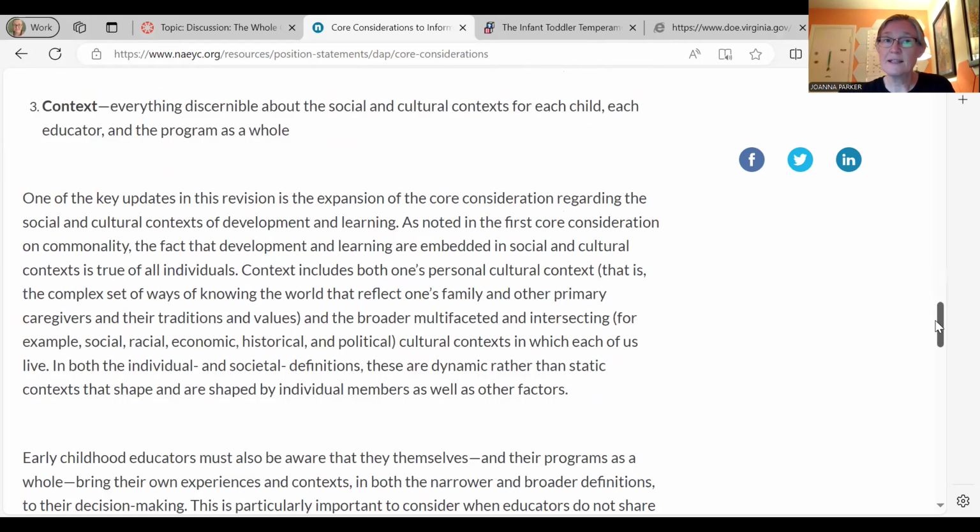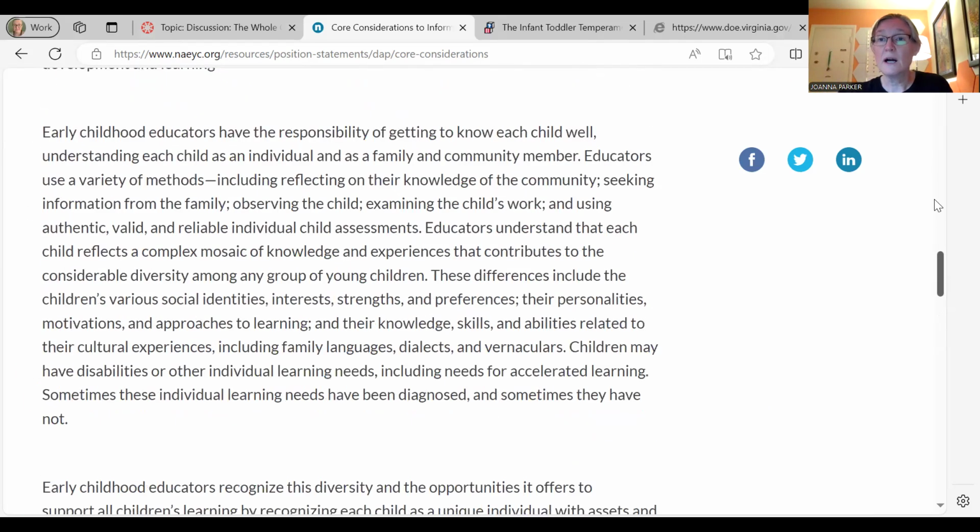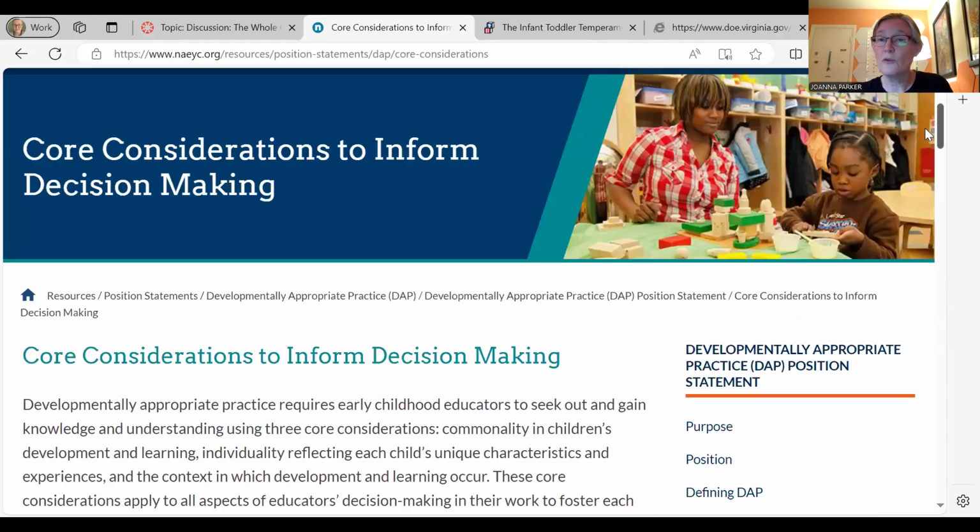And then context, thinking about not only the social and cultural context for the child and their family, but also thinking about your own context and what it is that you believe is most important for young children and how that impacts how you think about teaching and learning, as well as the context of your program and what is the overall philosophy and approach of your program, and really recognizing that that context piece also really impacts how we think about children's development. And how we think about developmentally appropriate practice, and that knowledge around commonality, individuality, and context should inform everything that we do in early childhood.